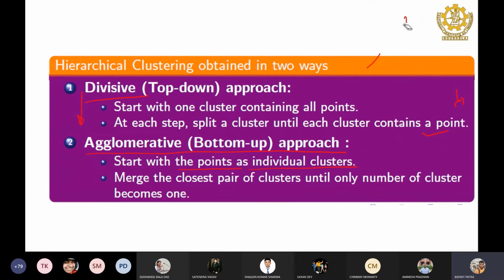I'll explain in more detail. So you start with individual points, each in its own cluster. Let's say there are 4 points only. Then you merge the closest pair of clusters until the number of clusters becomes 1. So let's say you merge these 2 and they become 1. So all points become a single cluster.